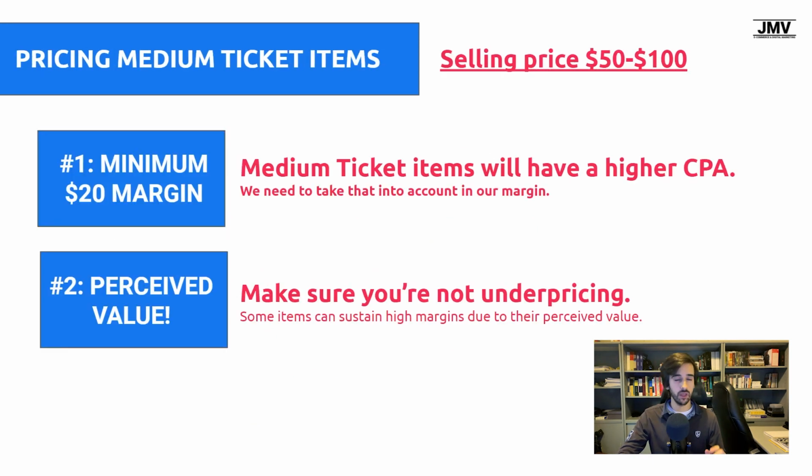product. Now medium ticket products are products that have a selling price between $50 and $100. Now, we need to consider something which is very important here as we move up the pricing tiers, which is the more expensive the product, the higher your cost per acquisition is going to be, at least in principle, because it's going to be harder for you to acquire a customer to buy a product that is very expensive than it will be for you to buy a product that is very cheap.